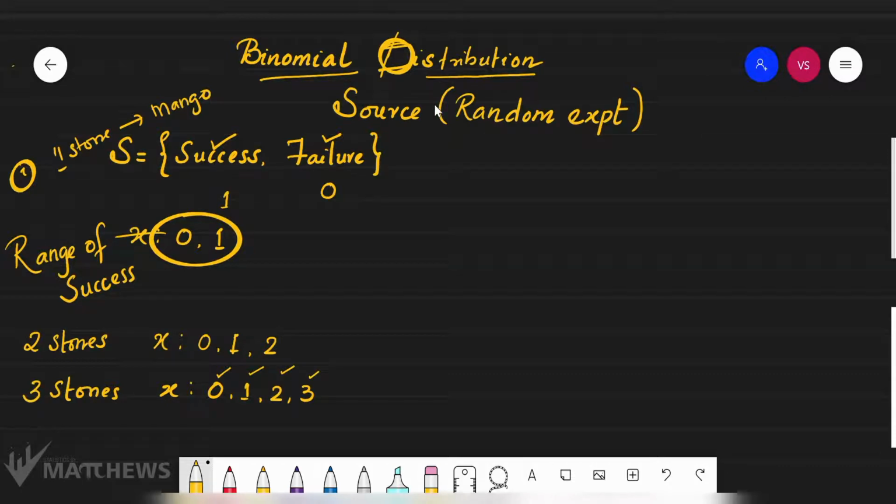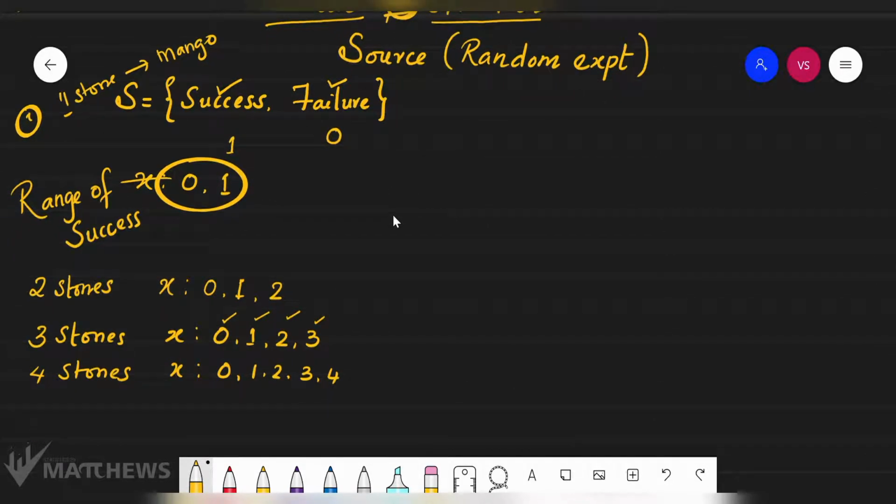Okay. Now, what if we have 4 stones, students? What can be the range of success for 4 stones? It would be 0, 1, 2, 3, 4. Is it right? So like that, when you are making the range, what if we have n stones? N means any number, but a finite, countable number. So what can be the range? The range can be 0, 1, 2, 3, 4, and so on up to n. This is the range of success.